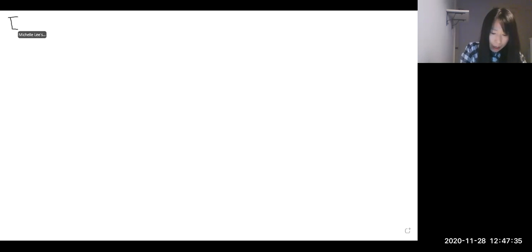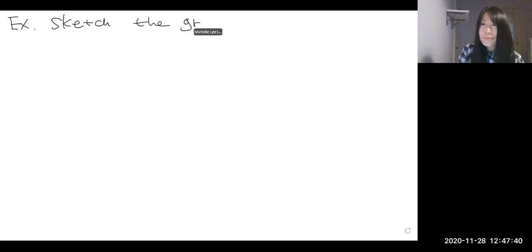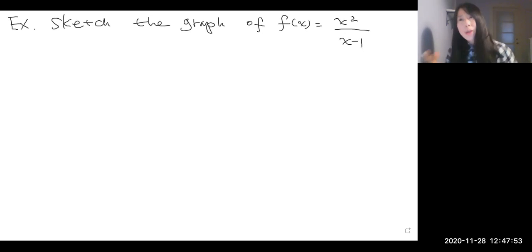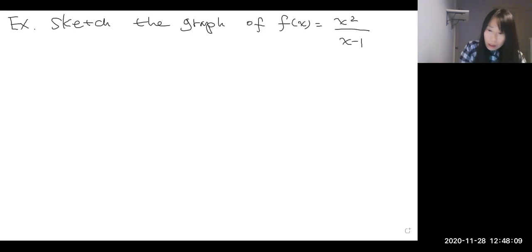Sketch the graph of f of x equal to x squared over x minus 1. Okay. We learned how to draw the graph of a rational function from pre-calculus, right? But then we're going to add the Calculus 1 stuff, which is the first derivative test and second derivative test. All right. So step one.